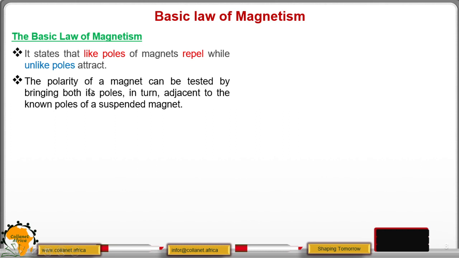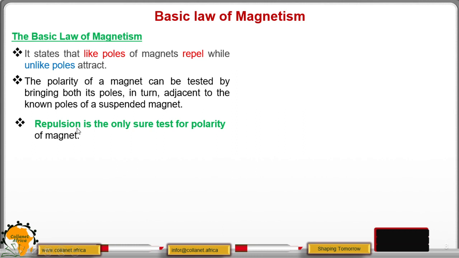Now the polarity, when we talk of polarity, it's when we want to know which end is north and which end is south. Now the polarity of a magnet can be tested by bringing both its poles in turn to an adjacent known magnet. That is, you have a magnet whose poles are known, and then you bring another magnet whose polarity you want to test and see which end is repelling, which end is attracting.